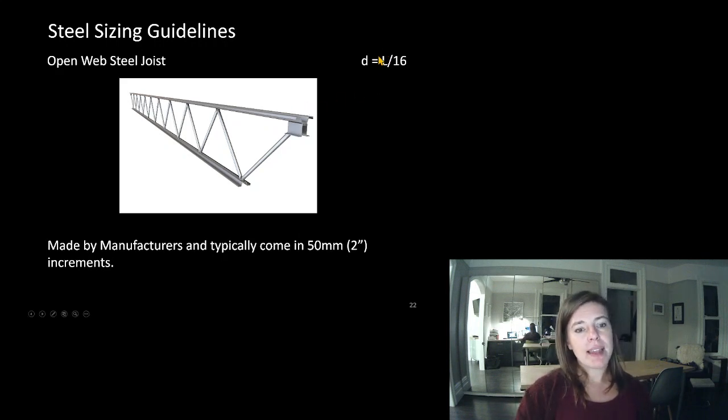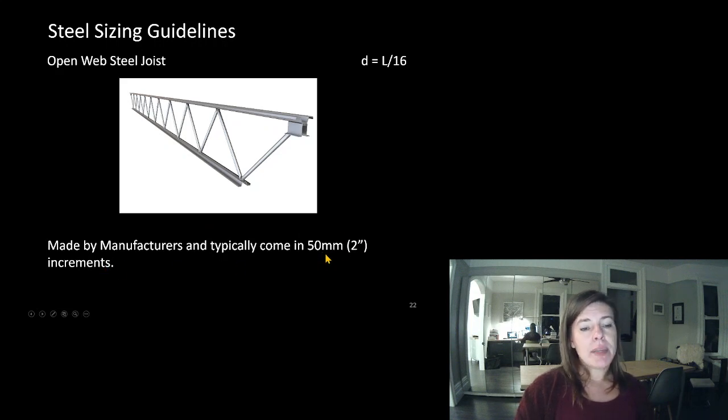Okay, the sizing guideline for an open web steel joist is the length divided by 16. Now these are made by a manufacturer, and so these are engineered by someone else. I, as the building engineer, wouldn't engineer these. I would look up ones that work, so I would go farther than these sizing guidelines, but it's not that much more than what you would do as the sizing guidelines. The sizing guidelines are pretty darn accurate for open web steel joists.